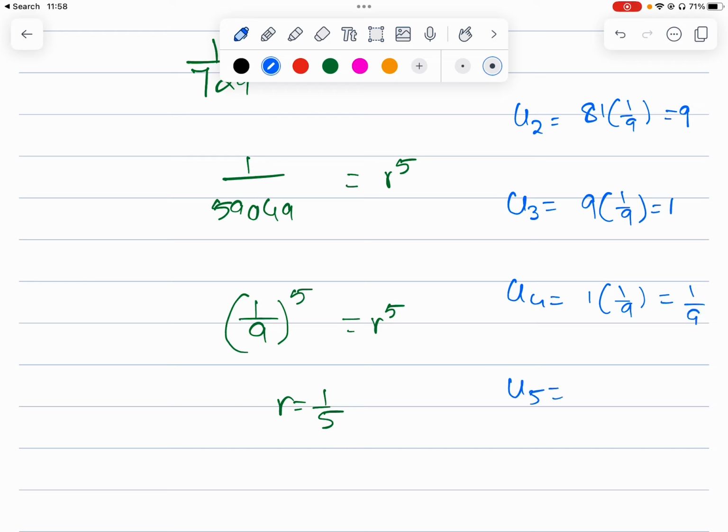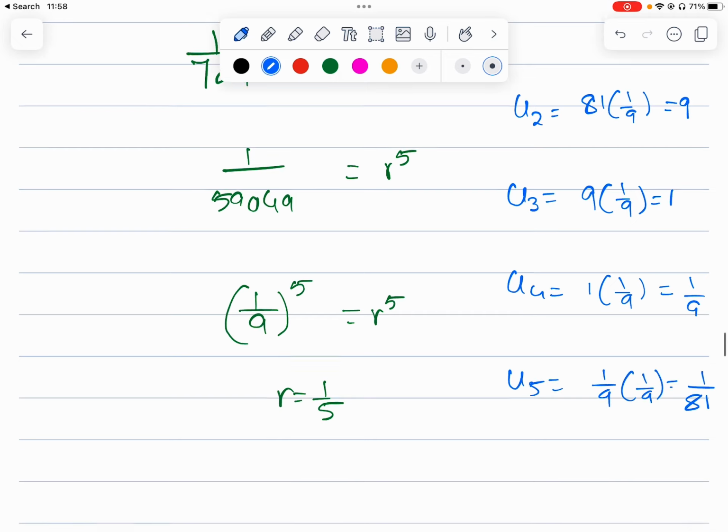Fifth term, which is 1 upon 9 times 1 upon 9, because the common ratio is 1 upon 9, so 1 upon 81.